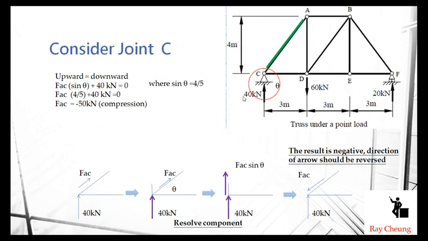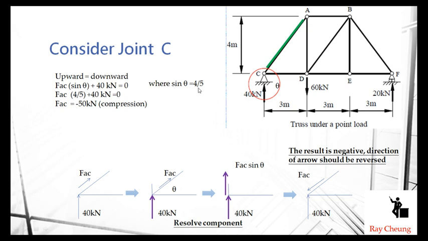For example, if we just have a 40 force in this direction, we try to draw a diagram like this, and we want to find out the member force of FAC. Okay, the first step you need to understand is you need to assume the theta first, and then we resolve the component in the y direction. It means equal to FAC sine theta, and then you can use the theory of pointing upward equal to pointing downward, and then you can easily find out the result like this.